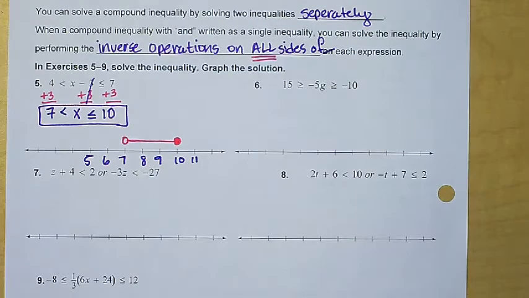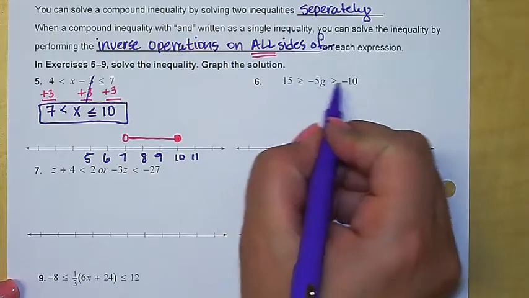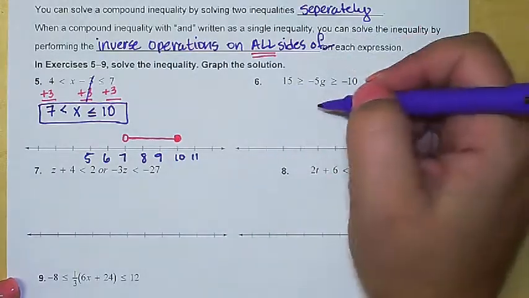And that's our graph. That's the solution, and that is our graph. All right, let's take a look at number 6, because this one does get interesting. It's still an and statement. It's still written all together. And so I can solve it.